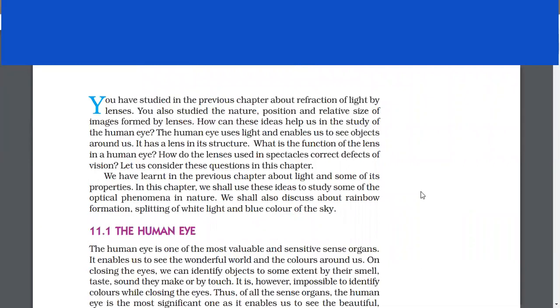It has a lens in its structure. What is the function of the lens in a human eye? How do the lenses used in spectacles correct defects of vision? Let us consider these questions in this chapter.